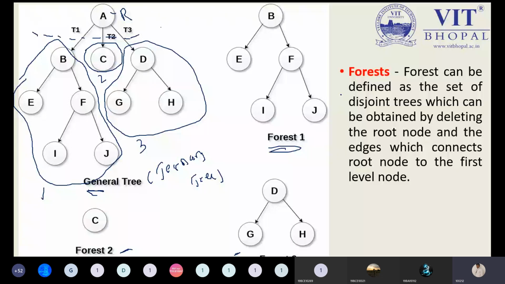As I told you, this is the forest definition. The basic simple idea: just remove the node and its edges which connect to the next level. So finally we have the different parts, and this is the forest. Okay, now is this forest clear to all, or should I explain with another example?